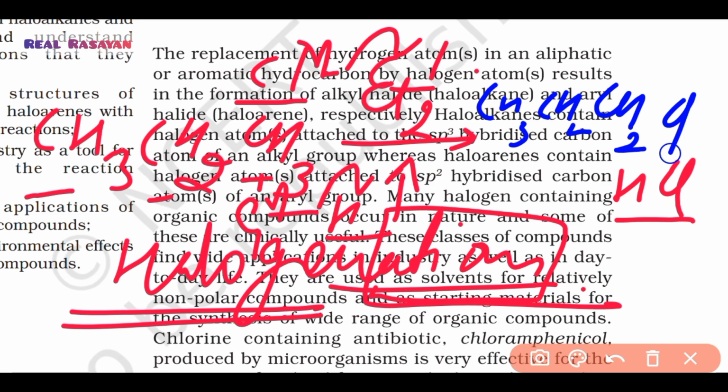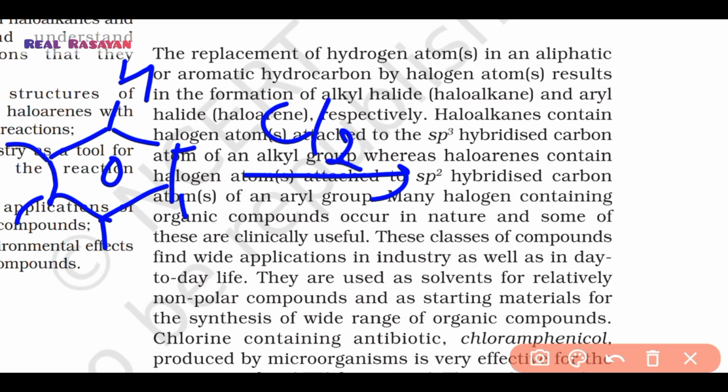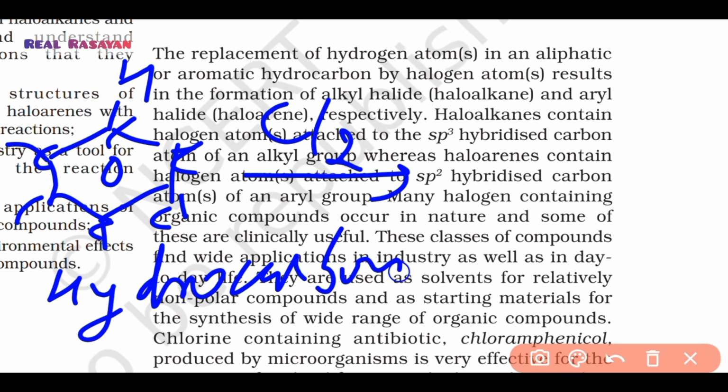Suppose we are adding halogen, or the halogenation, to an aromatic compound or aromatic hydrocarbon. Simply, carbon and hydrogens are there, so it is an aromatic hydrocarbon. Simple.